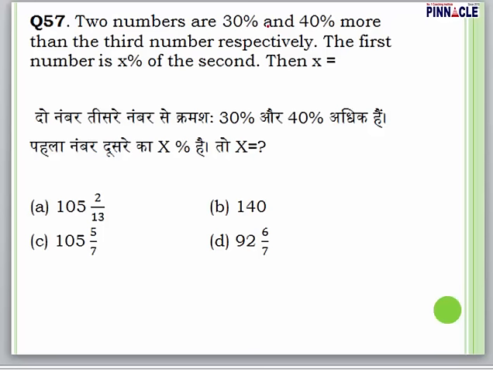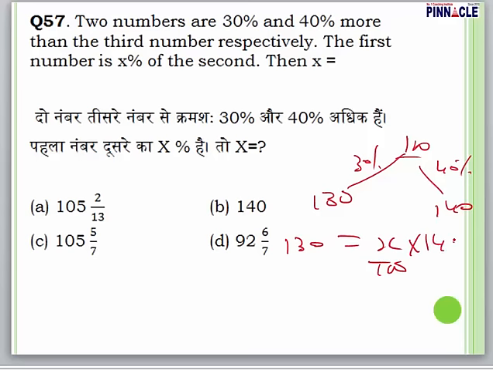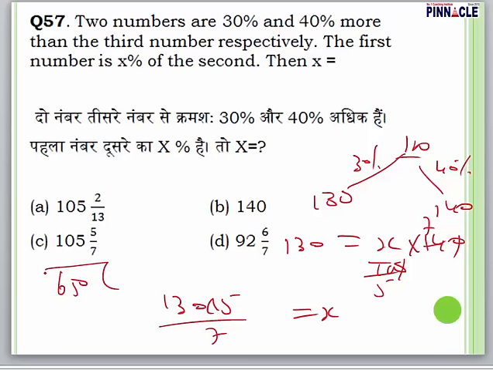Question number 57. Two numbers are 30% and 40% more than the third number respectively. First number is X percentage of the second number. See, this is the third number. First number is 30% more, you can say 130, and second is 40% more, that is 140. First number is equal to X percentage of the second. In other words, you can say 7 by 5. X would be equal to 130 into 5 by 7. 650 divided by 7 would be equal to 92 plus 6 by 7, which should be the answer.